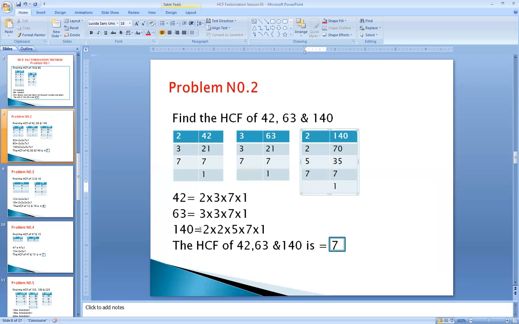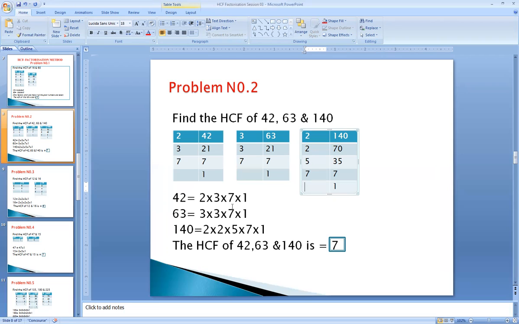Now we should see which numbers are common among all three. Either 2 should be there in all three, or 3, or 7, or 5, or 1. Let us check 2. In the second number 2 is not there, so we reject 2. For 3, the second is there but the third one is not there, so we reject 3 again.